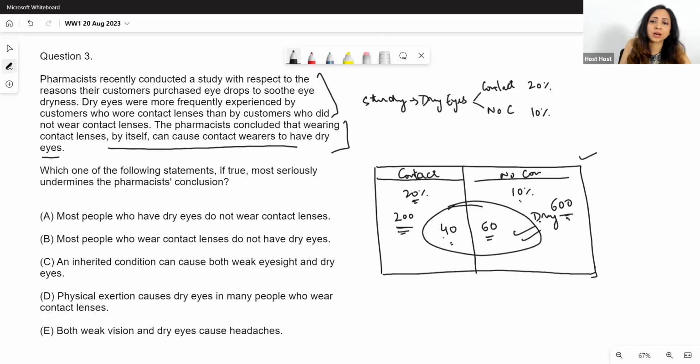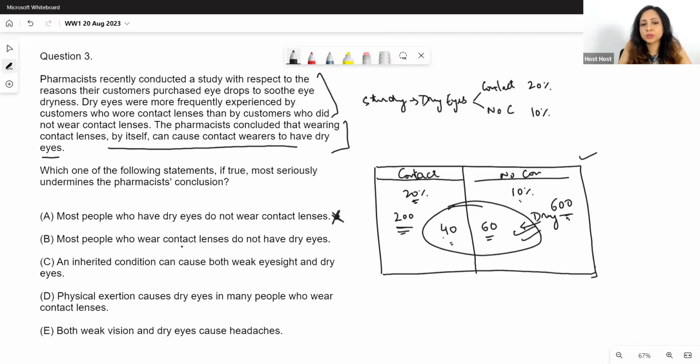As in, the dry eyes people are more in that set who do not wear contact lenses. Certainly possible, right? It depends on the total number of contact lens wearers. So I say that this is consistent with the data given to me. This does not weaken my data. There is no problem, right? There is no conflict over here.